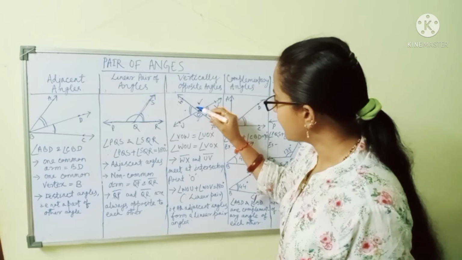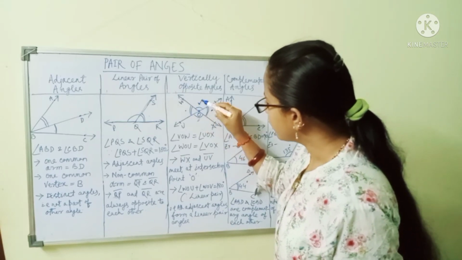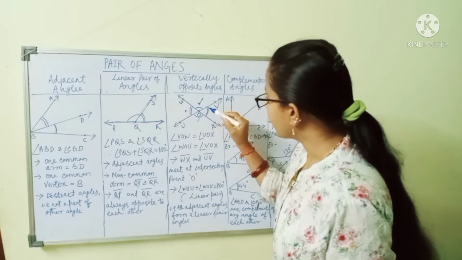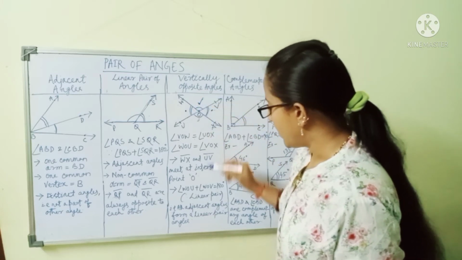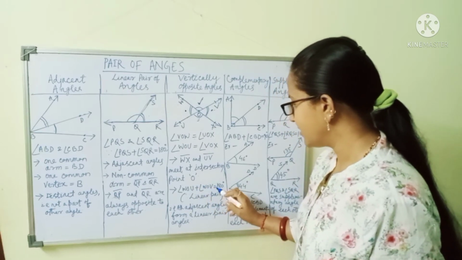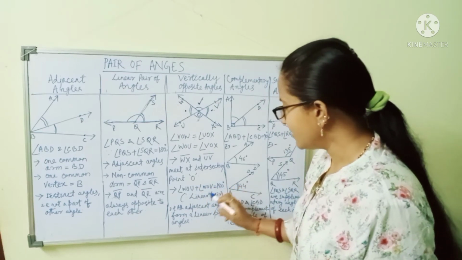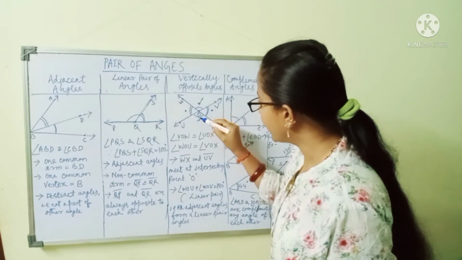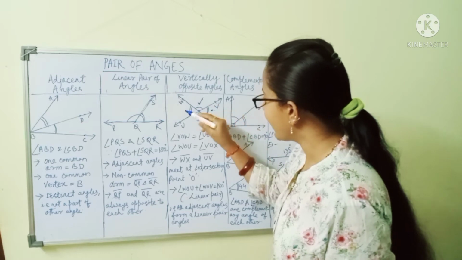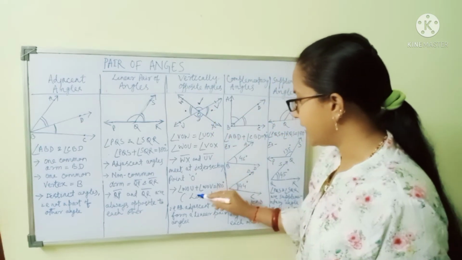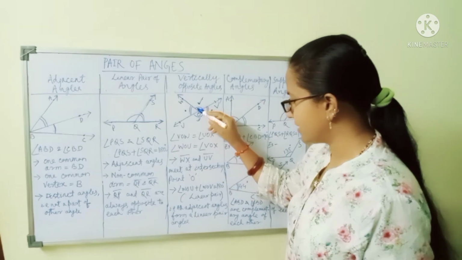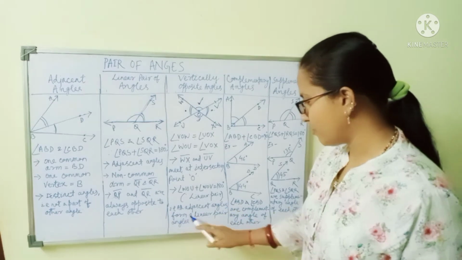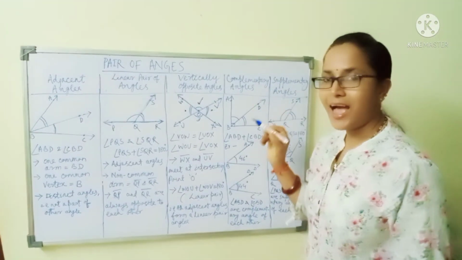So every time there are two adjacent angles, this is adjacent to this angle, and this is adjacent to this angle, and these two adjacent angles will always be 180 degrees because they form a linear pair of angles, and this angle is added to this angle. Also, these adjacent angles always make a linear pair of angles, and their sum will always be 180 degrees.